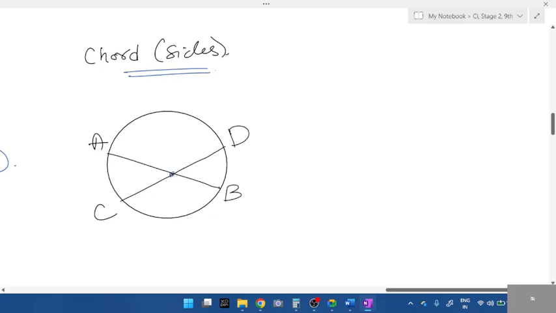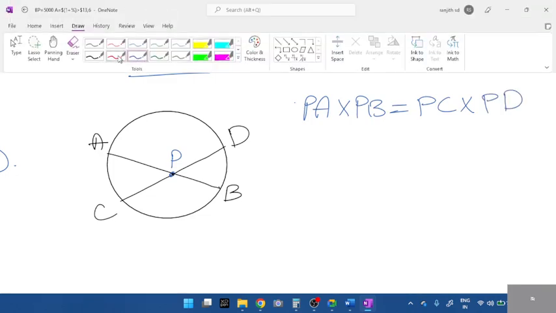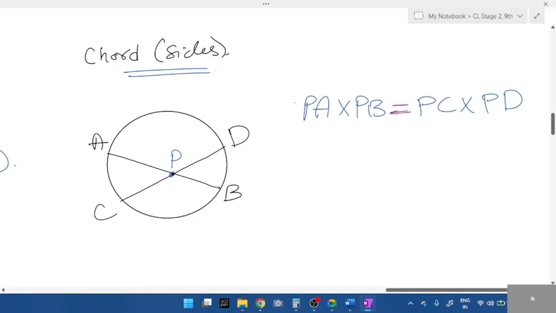The formula for that is, the intersection point, I'll name it as P. So PA into PB should be equal to PC into PD. Did ma'am teach any formula like this concept? No, okay. Make a note of this.